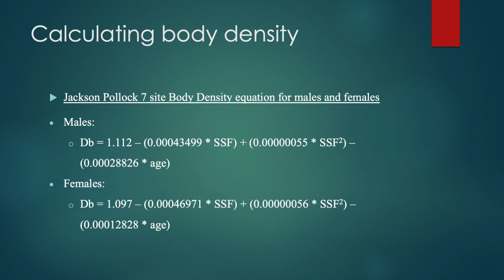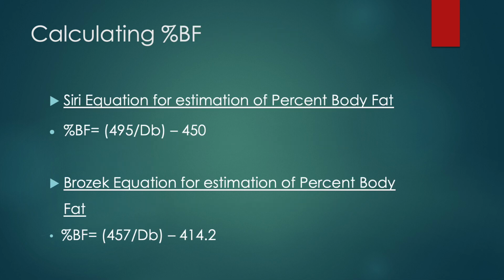These are the equations that we will utilize on the lab to get our Jackson-Pollock 7-site body density for both males and females. These are provided on your lab, but I just wanted to give them to you here as well. Once we have our body density number, we can plug it into the Siri equation or the Brozek equation to estimate our percent body fat. These are two equations that we can utilize. They differ slightly, but have the same principle.